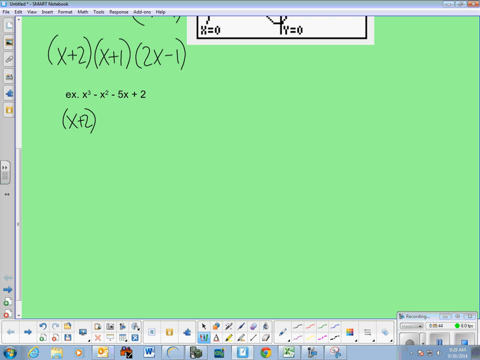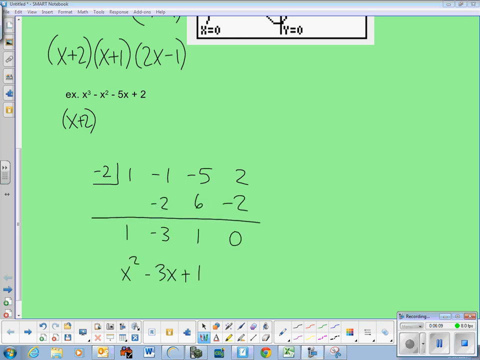Well, if I told you that 2 is a factor of 100, and said what's left over, you would tell me 50 because you divided 100 by 2. Well, we need to divide our polynomial by the factor x plus 2. And we just got done talking about long division. I'm going to do synthetic to speed it up. And there we go. When I do synthetic division, my other factor is x squared minus 3x plus 1.